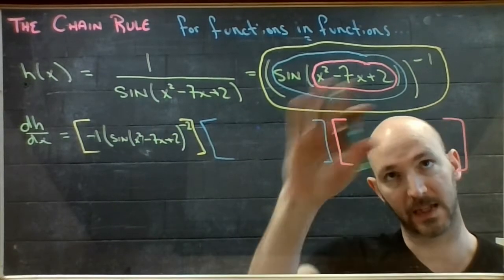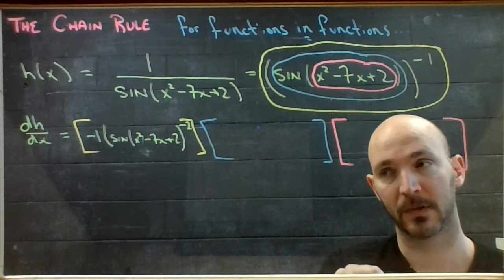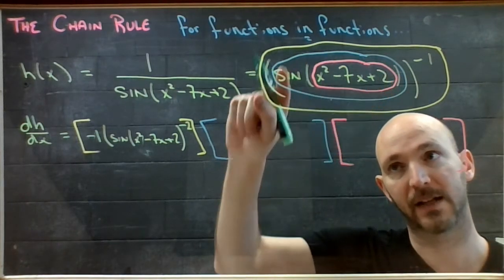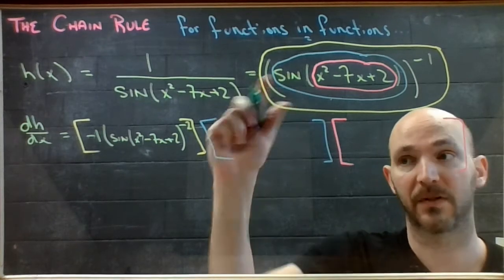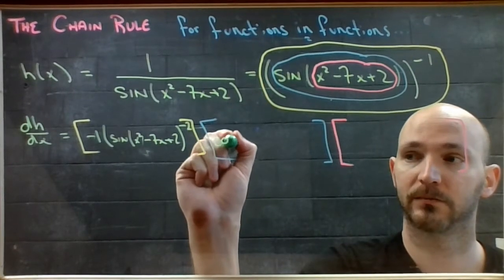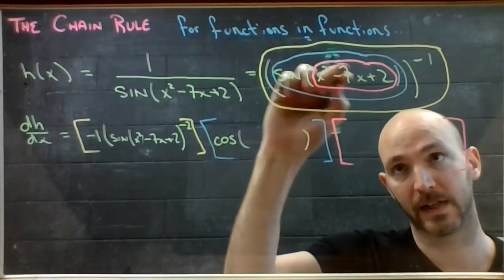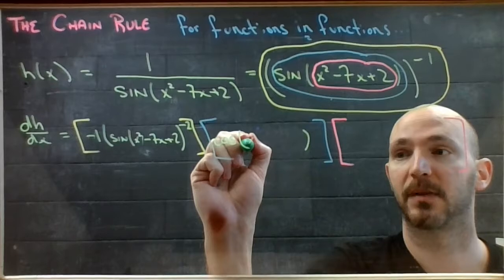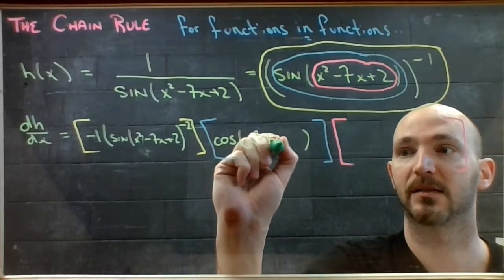Good. The yellow layer is done. Now that that's done, I go in to find my blue layer. That's here. That's a sine. The derivative of a sine is a cosine. And I just need to keep whatever argument is within that blue loop: my x squared minus 7x plus 2.